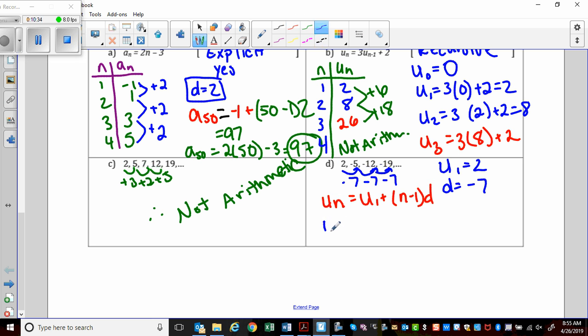And u sub 50 is what we want, equals the first term, which is 2, plus 50 minus 1 times the difference, which is negative 7. I would do this first, 49 times negative 7, and then plus 2. In your calculator, try it out. You're going to get something like negative 341.